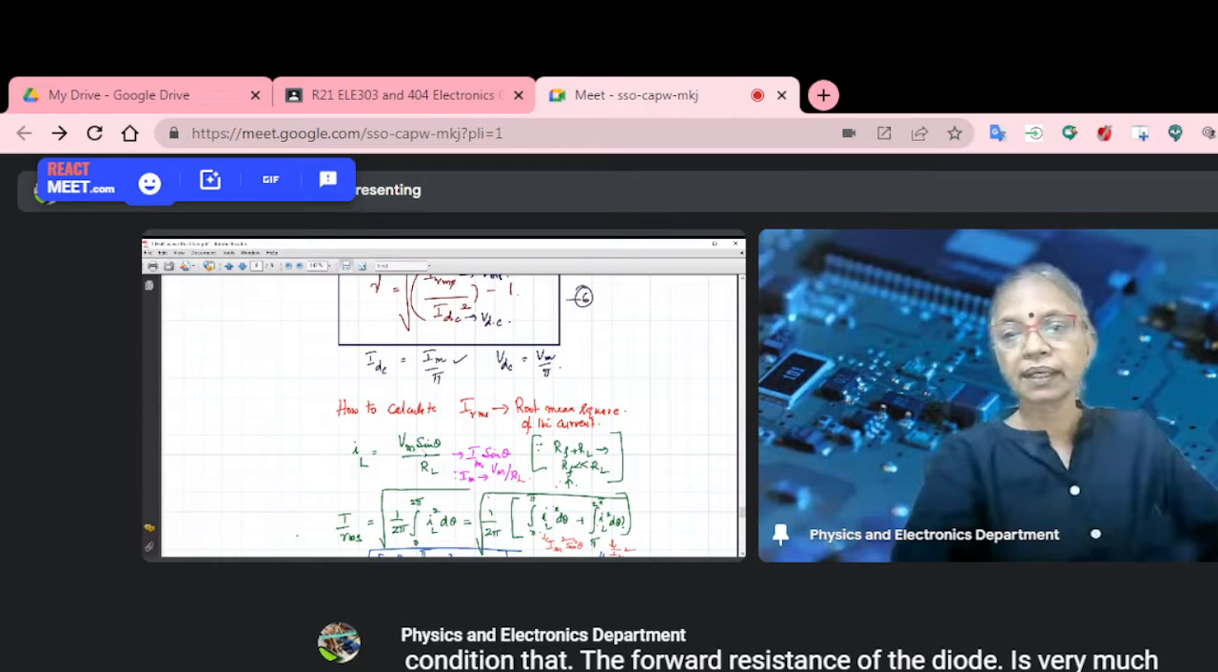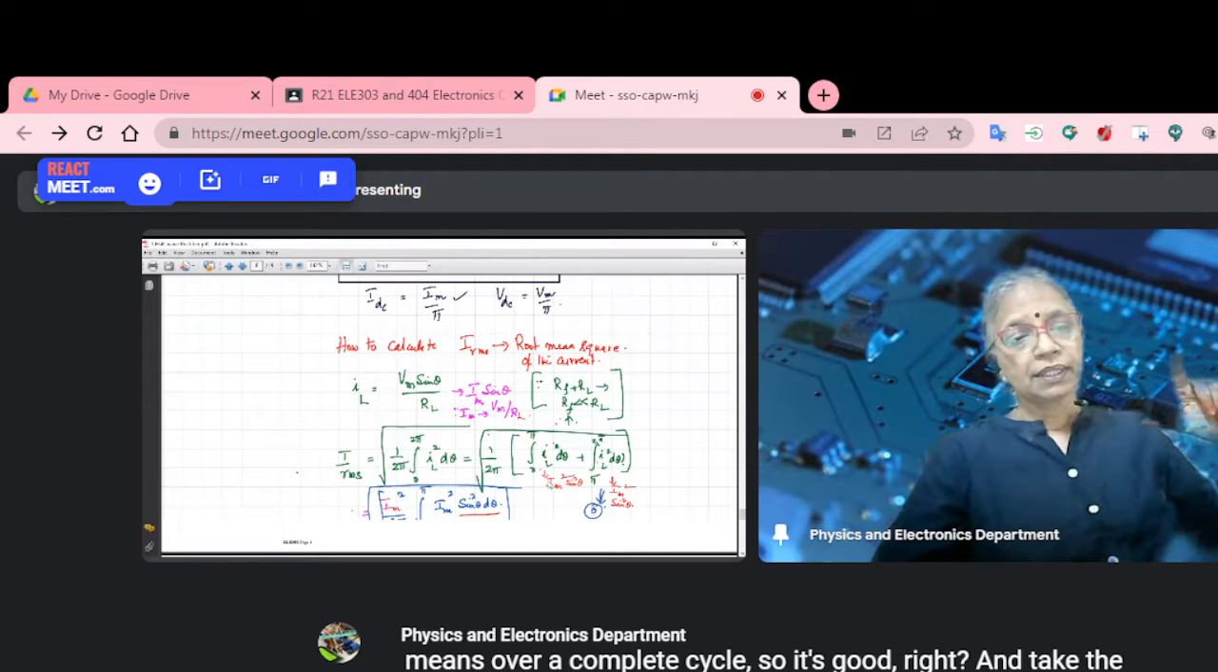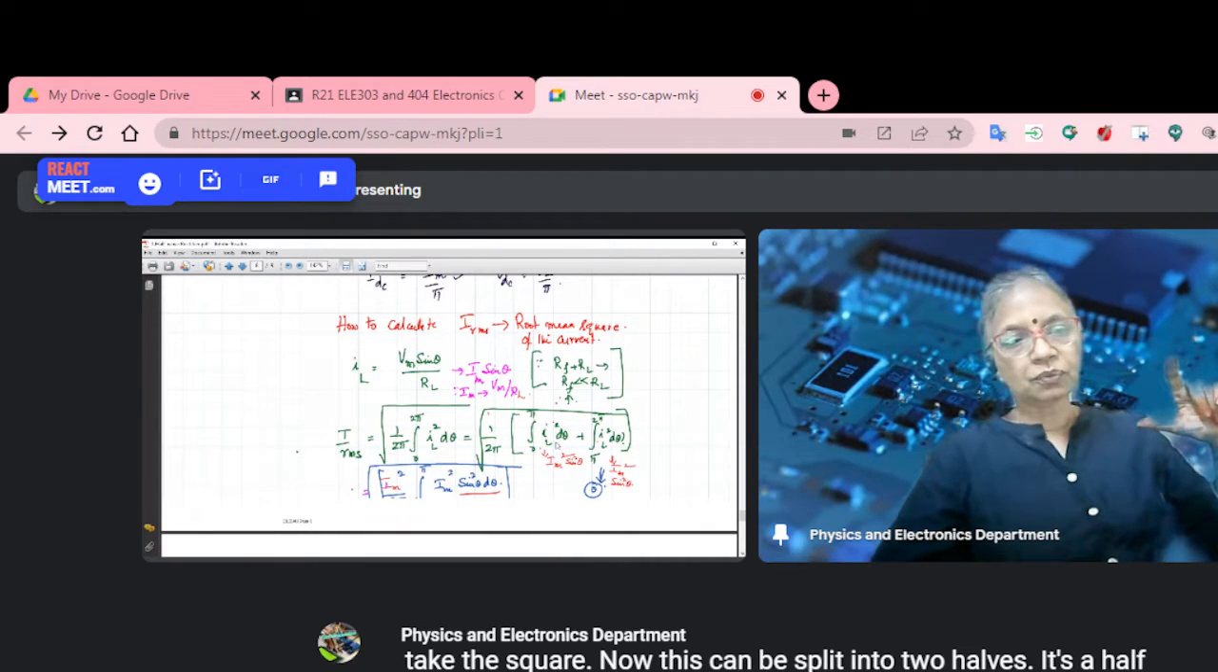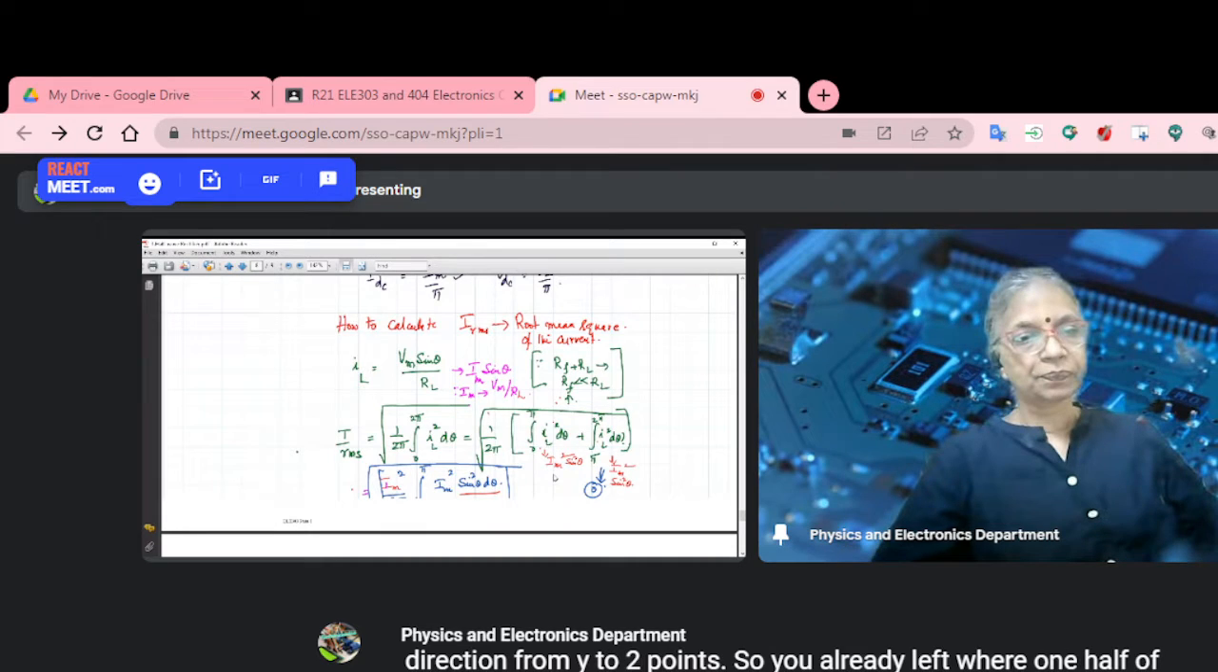Now, this can be split into two halves. It's a half wave rectifier, from 0 to pi and pi to 2 pi. You know that there is no current flowing in this direction from pi to 2 pi. So you are only left with one half of the interval, from 0 to pi. And IL square d theta is represented as Im square sin square theta.